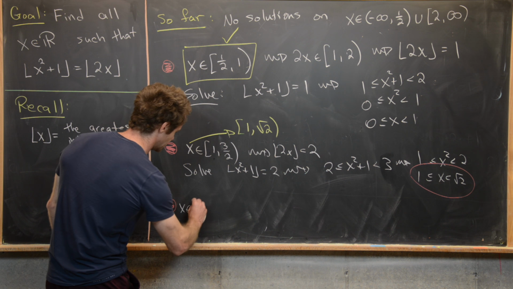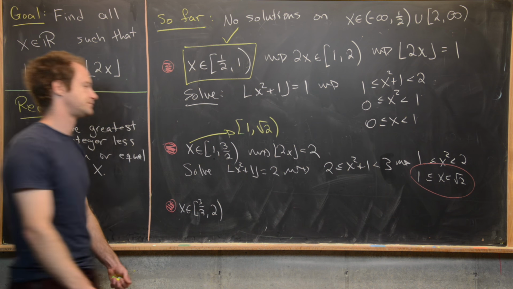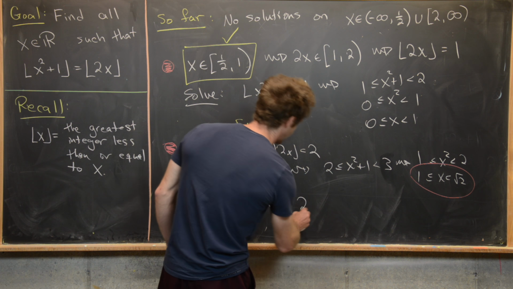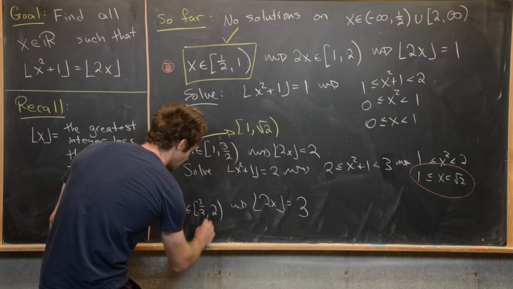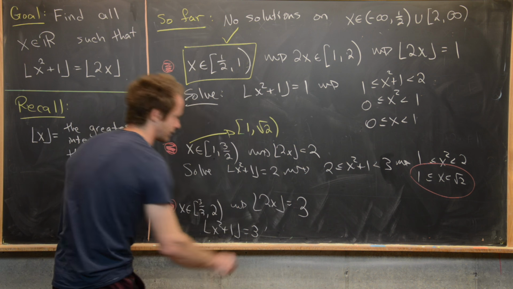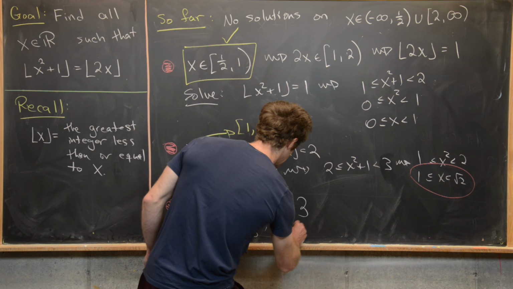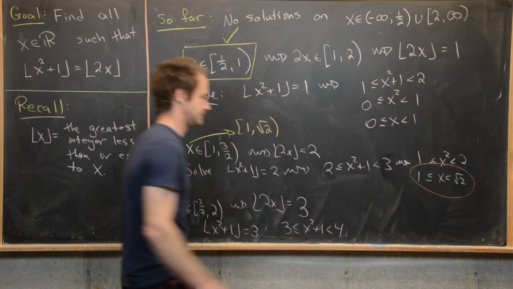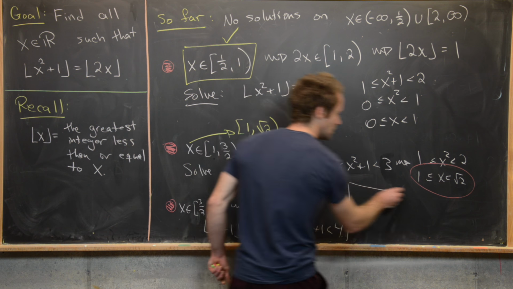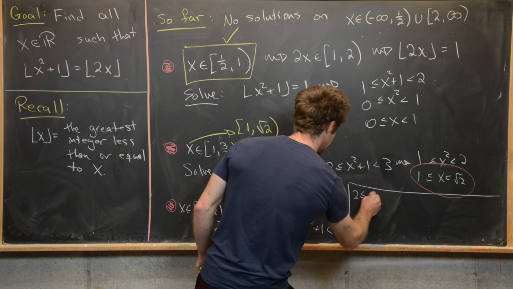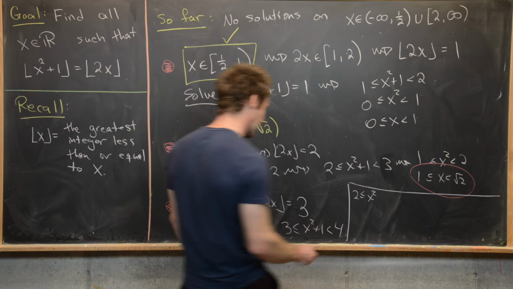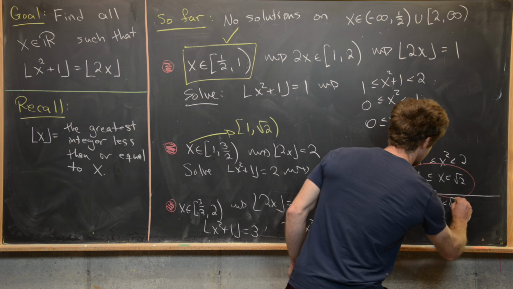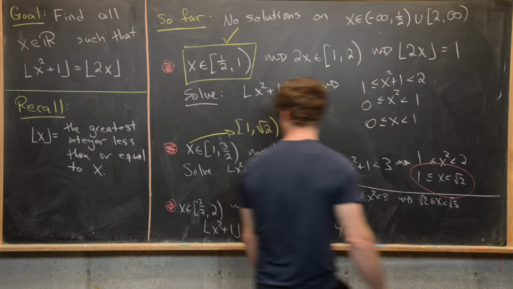and that last case will be x is on the interval 3/2 up to 2. Good, but in this case, we get floor of 2x is equal to 3, which means we need to solve the floor of x squared plus 1 equals 3, which is equivalent to saying 3 is less than or equal to x squared plus 1, which is strictly less than 4. Good. But now, notice that that means that x squared is bigger than or equal to 2, and it is strictly less than 3. But now that tells us that x is between the square root of 2 and the square root of 3. Great.